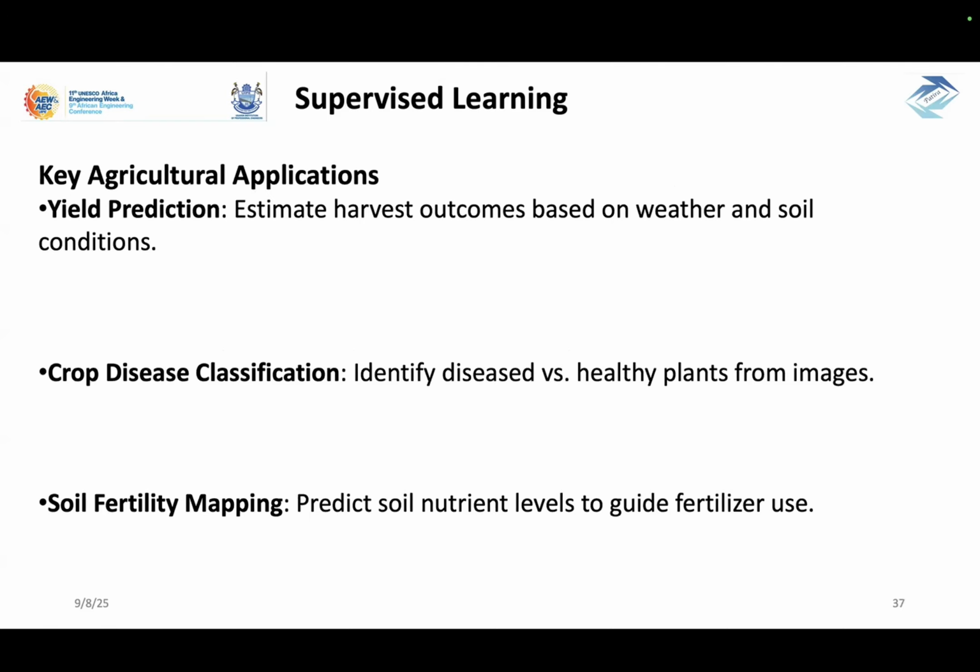So what are the key applications in agriculture? We have yield prediction. It estimates harvest outcomes based on weather and soil condition. Another area that we can use is crop disease classification. You can identify diseased versus healthy plants from images. Soil fertility mapping can predict soil nutrients to guide you in fertilizer use.